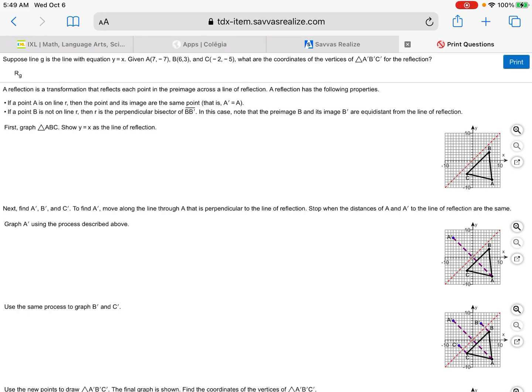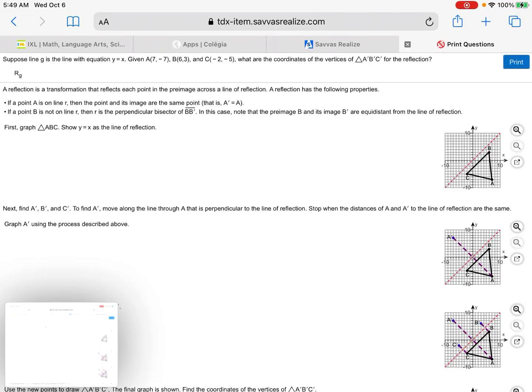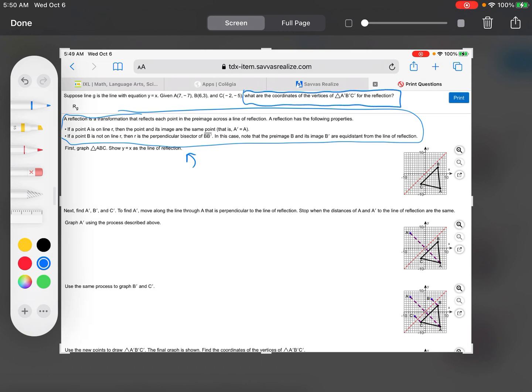Okay, so it looks like this top portion here is just a reminder of what the properties of a reflection are. And then I think it starts asking the question here. So it says, first graph ABC, show y equals x as the line of reflection. I mean, the way the question asked it, it just said, what are the coordinates? That's what it says up here. What are the coordinates?